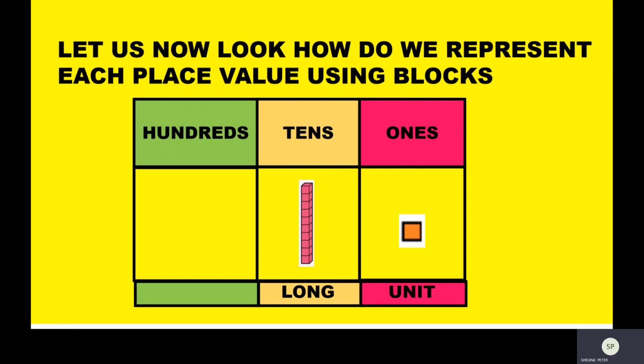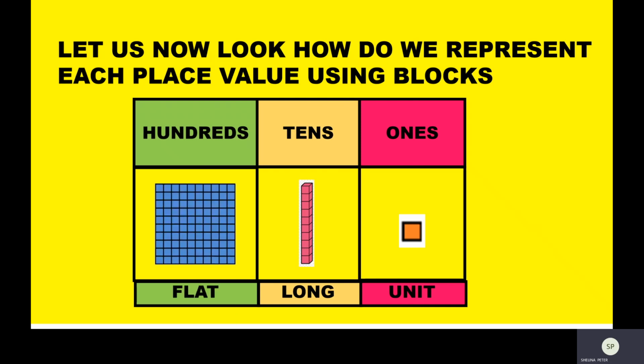Okay, now let us go to hundreds place. So to represent hundreds, we use a flat block. What do we use? We use a flat block. Now, do you know how many boxes are there in this one flat block? Okay, you can count it later, but I can tell you there are total 100 boxes in this one flat block. This represents hundreds. Clear?